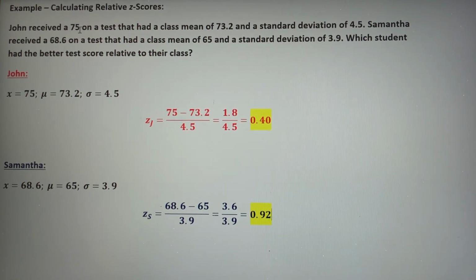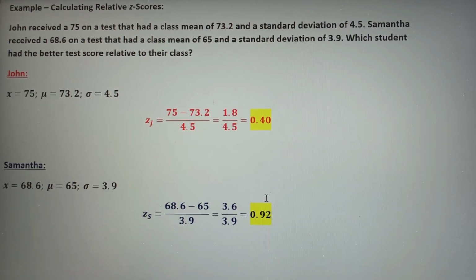But relative to the test they took, the test Samantha took was harder. The mean was significantly lower, it's 8.2 points lower. So we would think of her test as being harder relative to John's test. So we can look at the z-scores and we can compare these. John's z-score was 0.4, Samantha's z-score was 0.92.